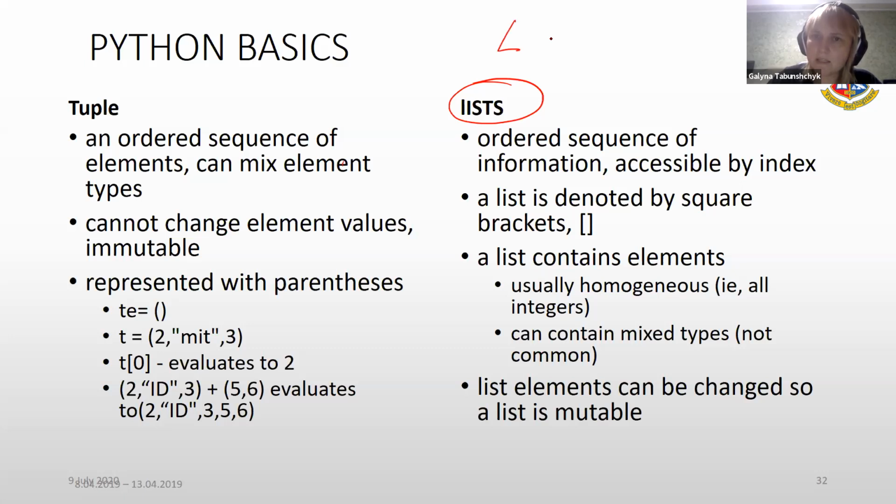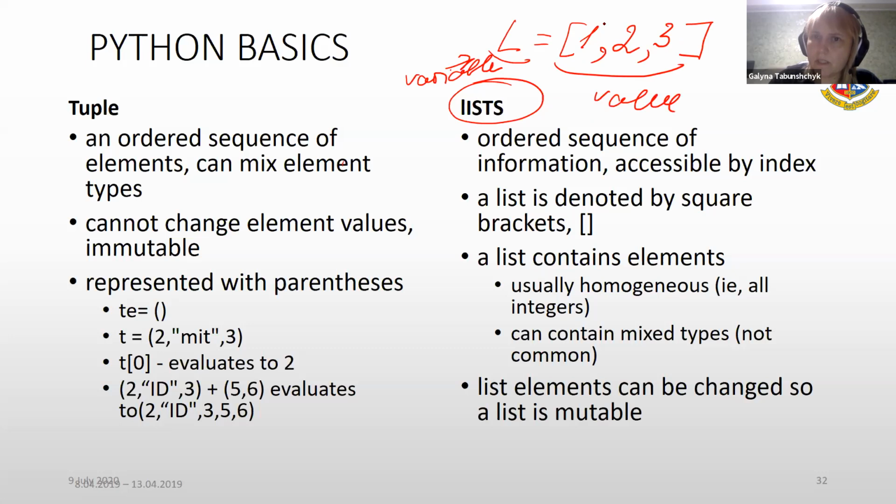When you create a list, you use square brackets, with elements located in these brackets. So this is the variable. This is a value. So this is an item of the list. Generally it could be mixed types, but generally it's the same type, and you could change the number of items and the values of the items of your list.